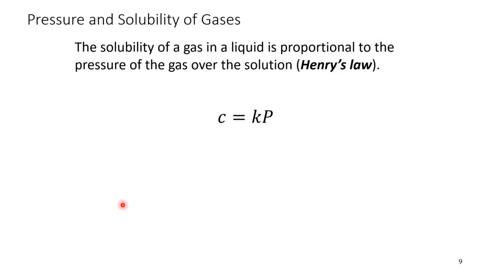Okay, so as we said, the solubility of gases is temperature dependent, but it is also dependent on the pressure of the gas above the solution. So the solubility of the gas is proportional to the pressure of the gas, or the partial pressure of the gas, over the solution. This is called Henry's law, and it is stated very simply. The concentration, generally in moles per liter, is equal to this constant times the partial pressure. And this constant is temperature dependent.